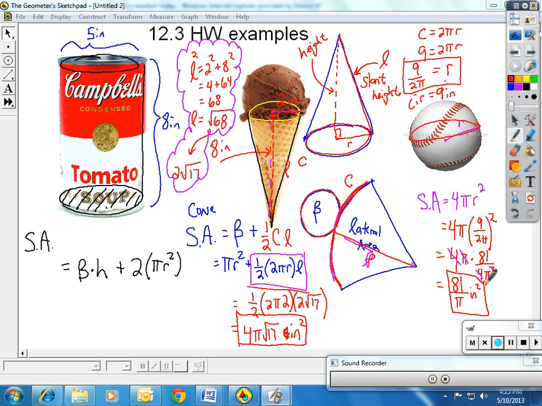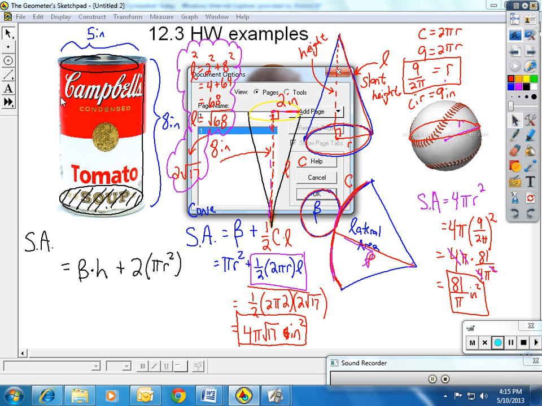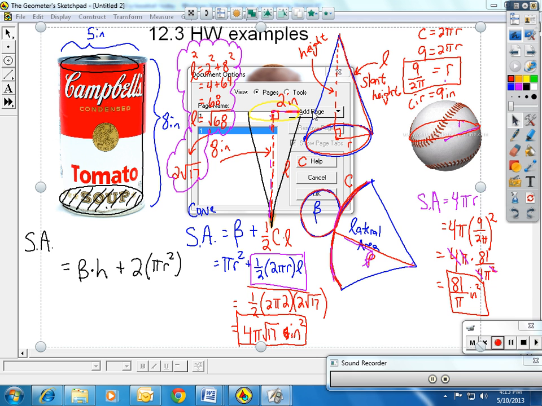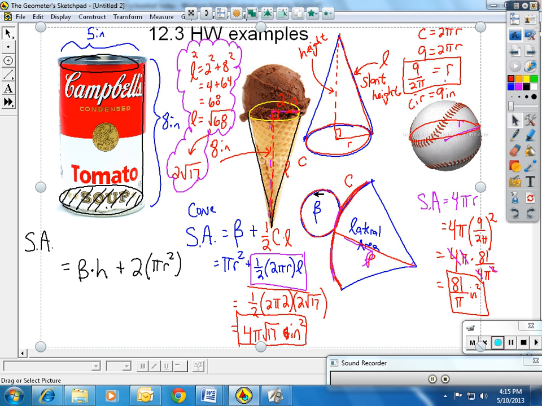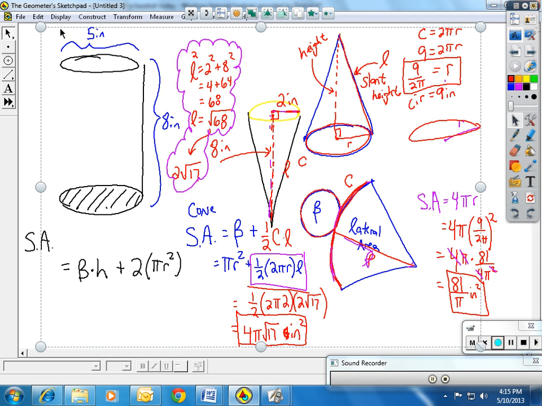Okay, so that's some simple examples. Now let's do one that's a little bit more involved. So I'm just going to add a page here. I'm sorry, I'm going to do a new sketch.